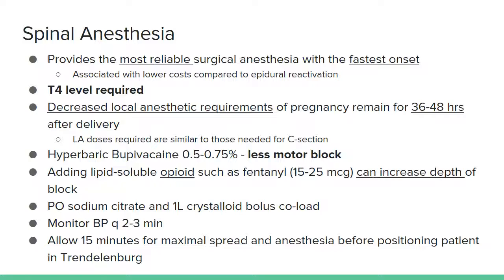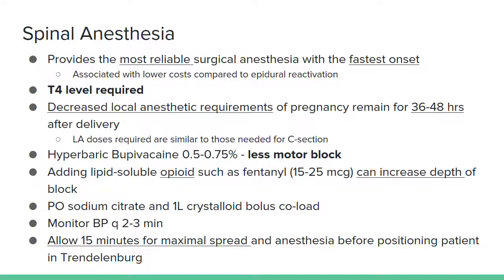So, spinal anesthesia. Spinal anesthesia provides the most reliable surgical anesthesia with the fastest onset, making it more cost-effective compared to epidural reactivation attempts. A T4 level is required. The decreased local anesthetic requirements of pregnancy remain for 36 to 48 hours after delivery, so local anesthetic doses that are required are similar to those needed for a C-section.